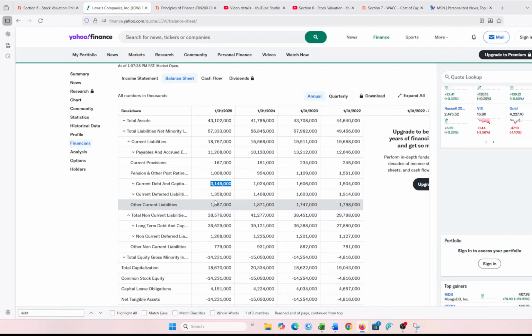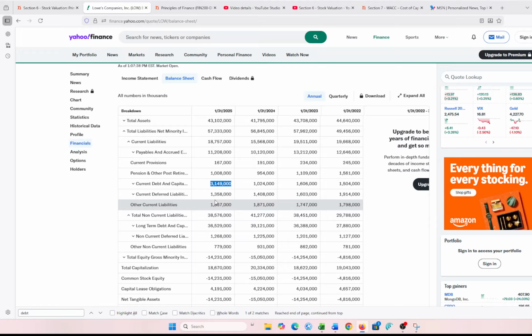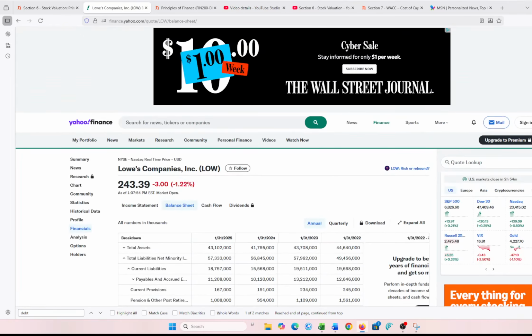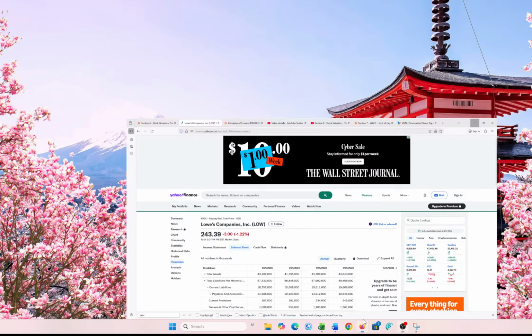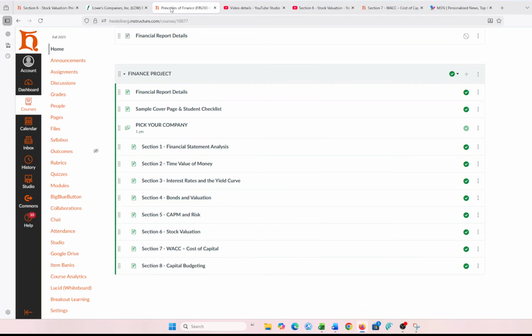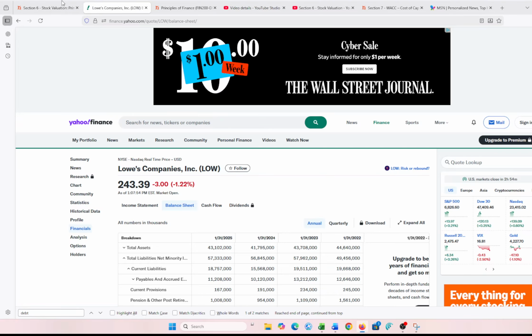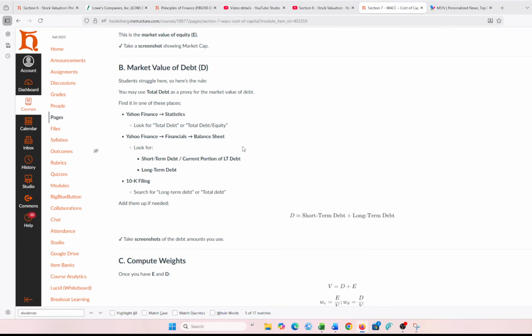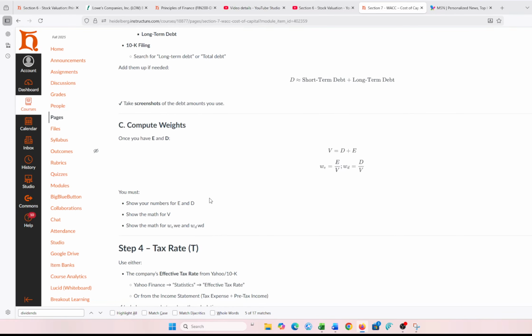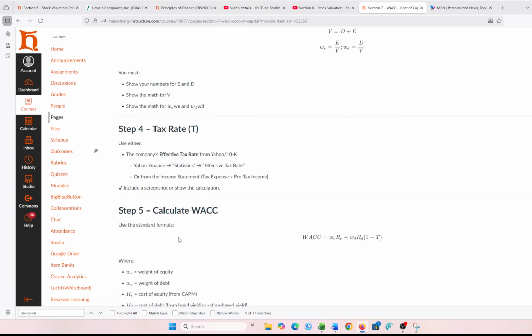You want to find out exactly what percentage each one of those is. Once you get the percentage, you get the weight. Remember, you've got to find the taxes for our company. Just remember, you've got to find the tax rate, the effective tax rate. You can find that in Yahoo Finance. Let's see if we can find that.